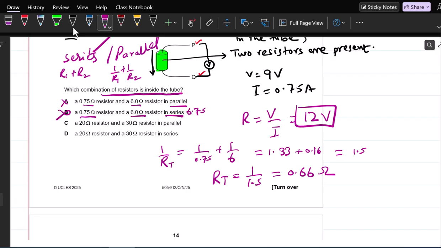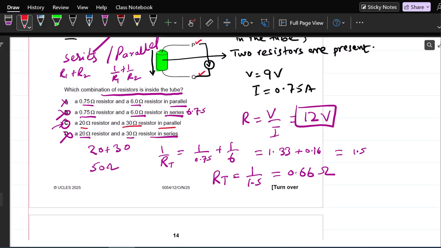This is also wrong. D option says the 20 ohm and 30 ohm resistors are connected in series. If you add them, it is 50 ohm. So this is also wrong. The remaining option is C. I hope so. It will be C. And it will be definitely C because all the three options are wrong. So how we can justify this?